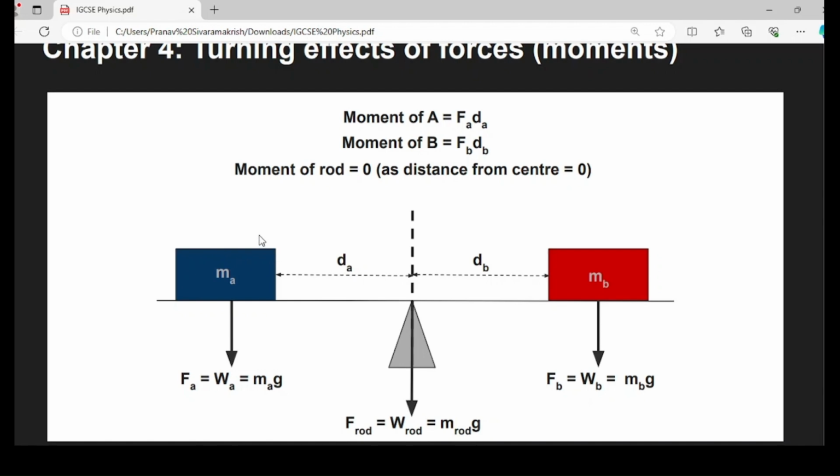If you think about the force that A and B exert, we're not applying any additional forces to A and B. So the force that they exert on the rod is the weight of each of these objects. The weight of A is the mass of A multiplied by the gravitational acceleration near the surface of the Earth, and the same for B: the mass of B multiplied by the gravitational acceleration near the surface of the Earth. I've denoted the weight of A as WA and the weight of B as WB, and the weight here is essentially the force that these objects are exerting on the rod.